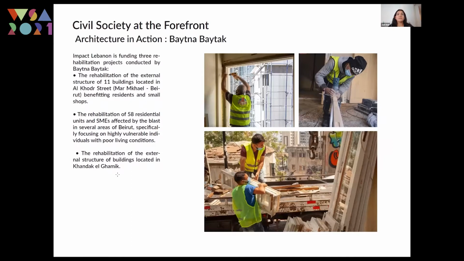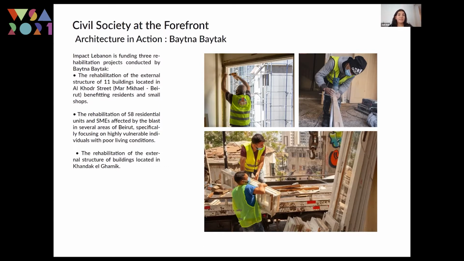So I'm just going to give some insight into a few of the different NGOs and initiatives which are involved in this rehabilitation, and to clarify the different forms of activities and operations that they conduct, and also to give a sense of connection to architecture and how this was crucial to bringing life back to the city. So Baitna Baitak, for example, is an initiative whose core focus is rehabilitating homes for the people of Beirut. And Impact has funded three rehabilitation projects conducted by Baitna Baitak.